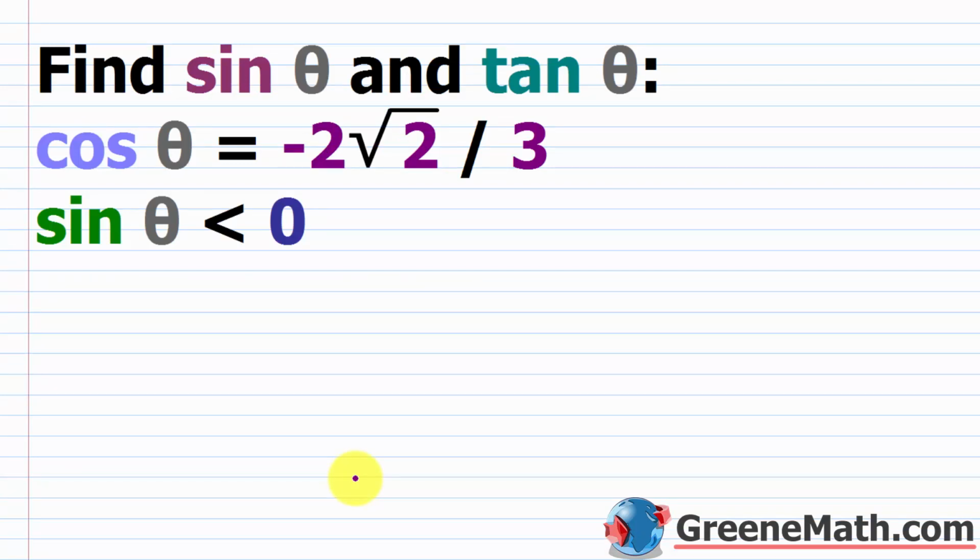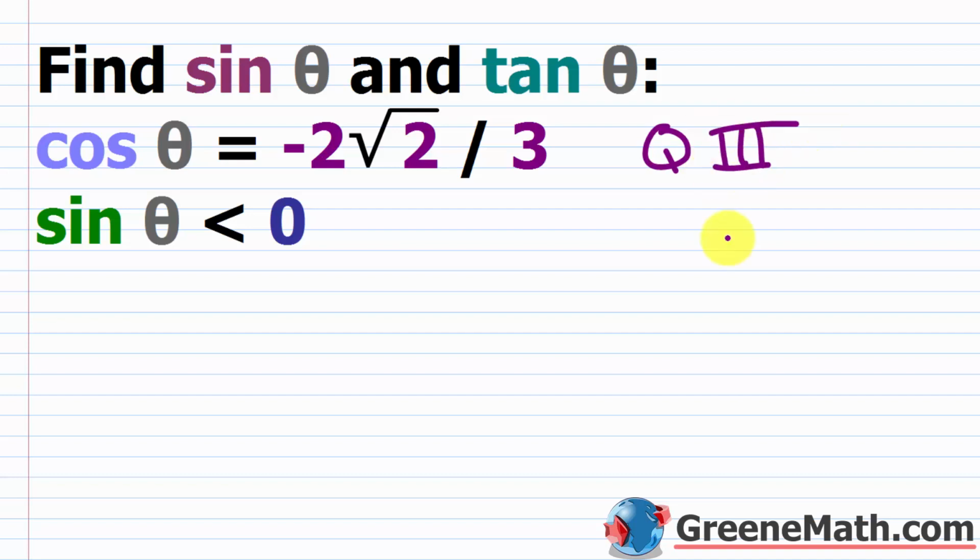So we have to find sine of theta and tangent of theta, given that cosine of theta is equal to negative 2 times the square root of 2 over 3, and sine of theta is negative. So cosine of theta is negative here. Where is cosine of theta negative? Well, it's negative in quadrants 2 and 3. Where is sine of theta negative? It's negative in quadrants 3 and 4. So again, we have a situation where we're in quadrant 3.